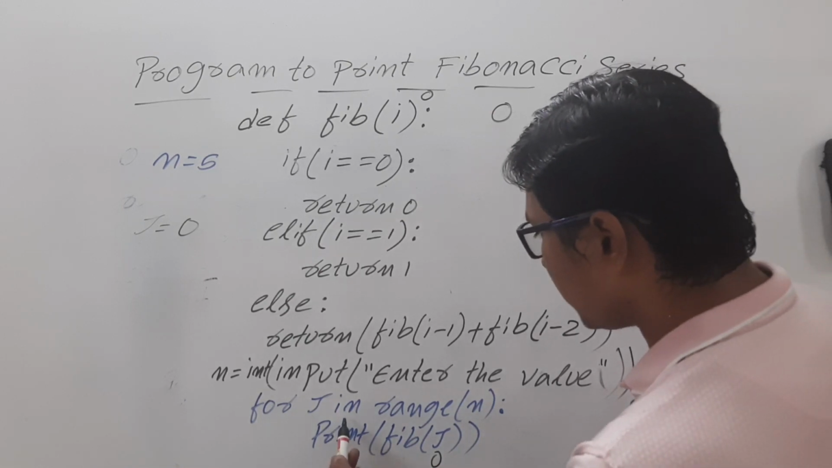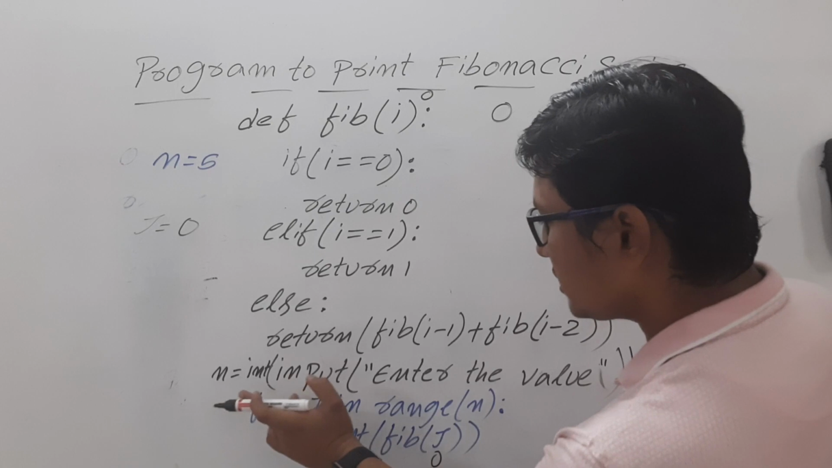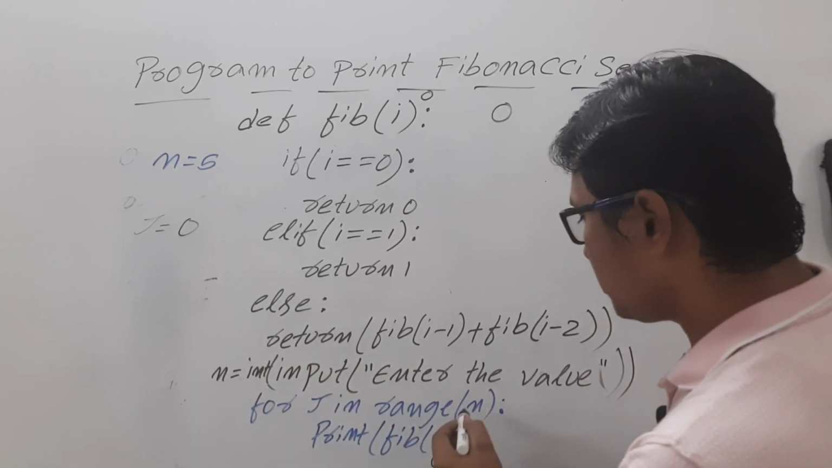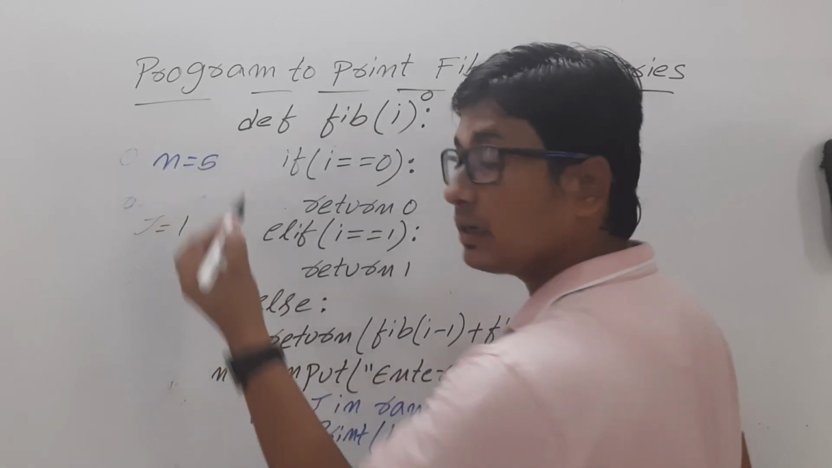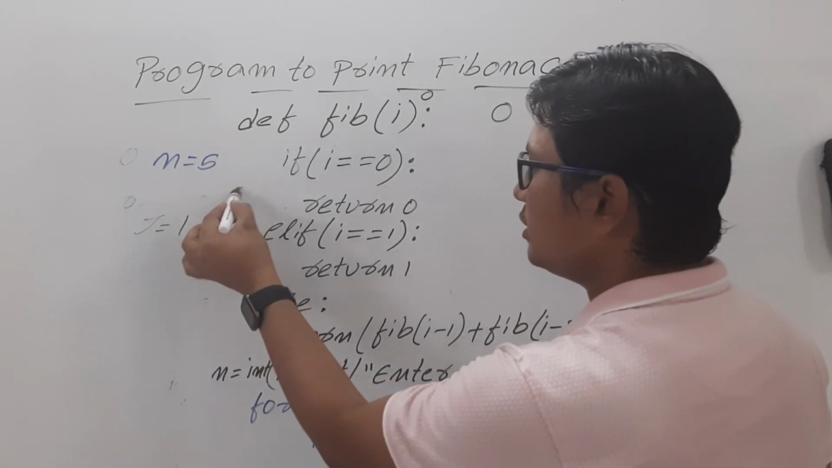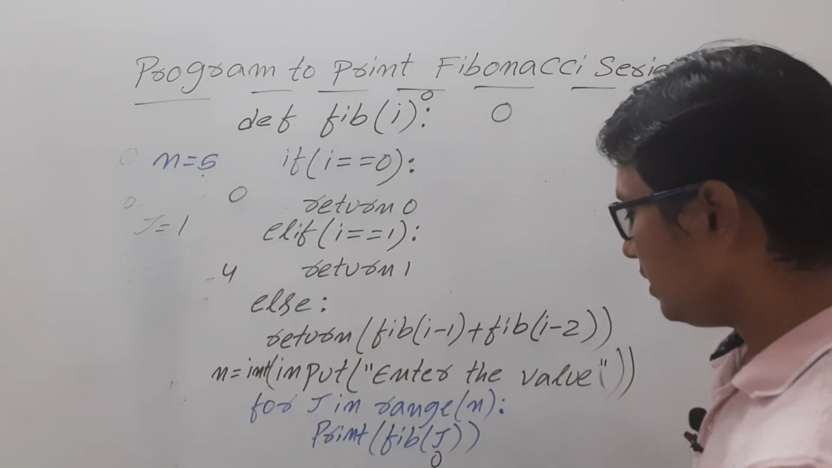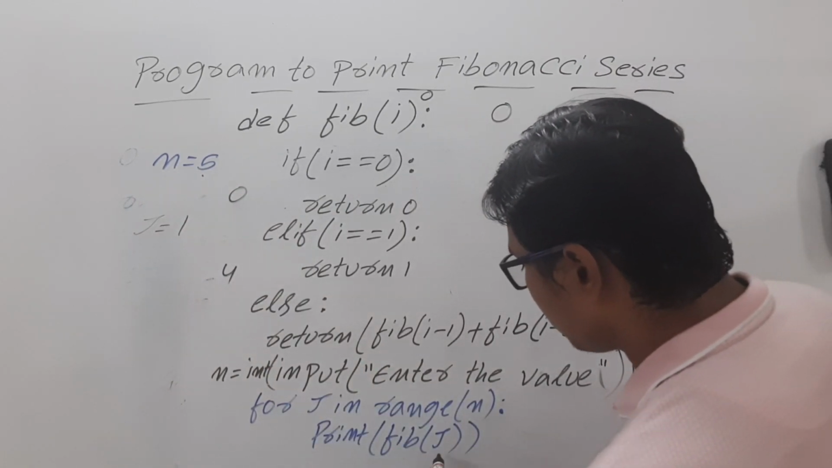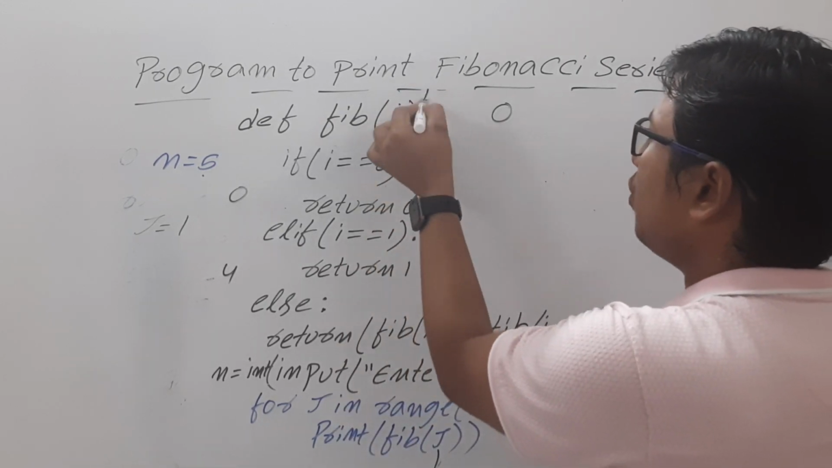Now what will happen? It will come out, it is returned. So it will come here. Then next, again the for loop will be executed. Now this time j value will be equal to 1, because it will go from 0 to 4, because the n value the user has entered is 5. Now j value is 1. So fib of 1. So I value will be 1.